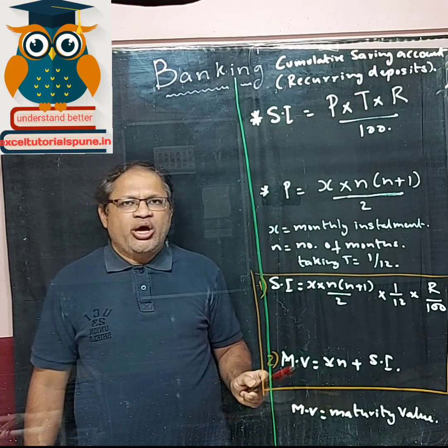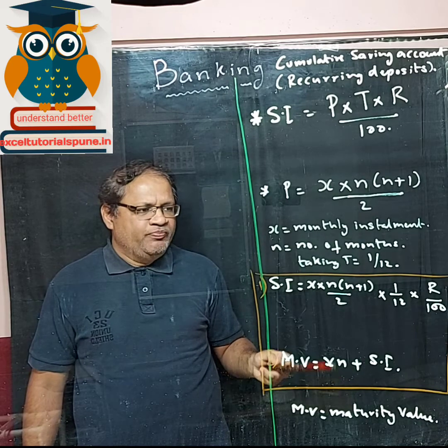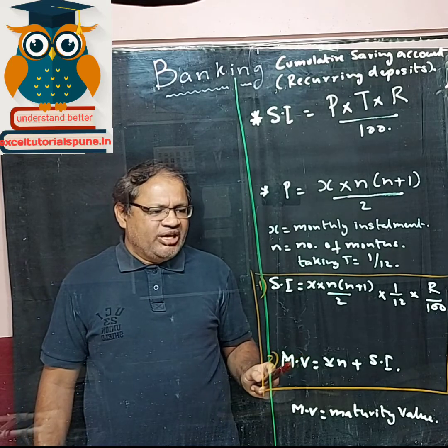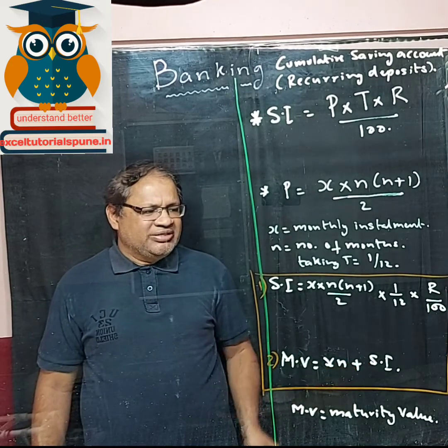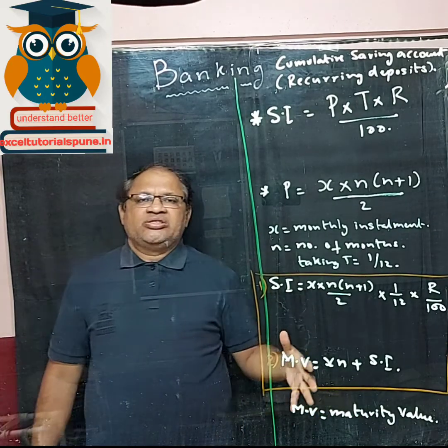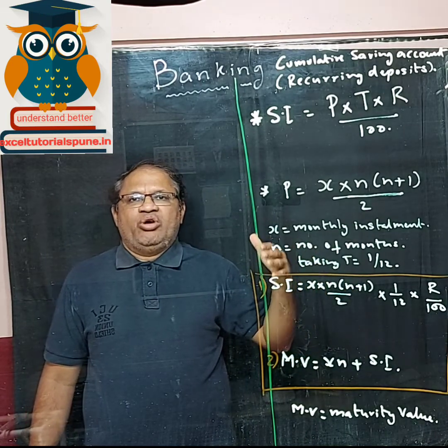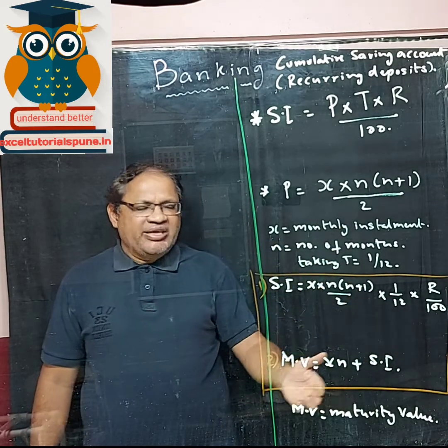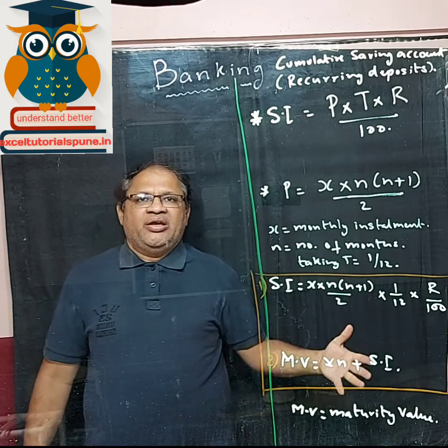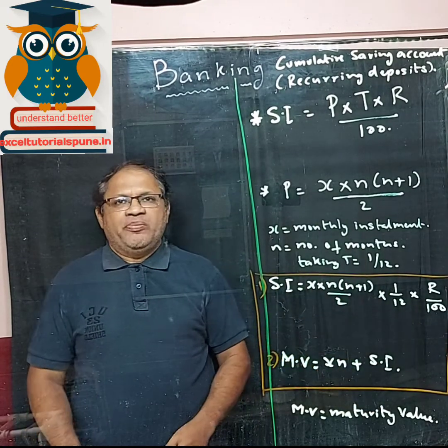Then the second formula, which you have to use subsequently after this first formula. They both have to be used together. Okay, you can't use just one formula, you have to use both of them. So the second formula is MV is equal to x into n plus SI. Now MV is the maturity value, the amount that you get after 5 years or 10 years, whatever you have kept the amount for. Like for example, if you are giving 1000 every month for 5 years, then after 5 years how much money are you going to get? Of course the interest is to be added, so you will be getting the principal amount plus the interest. So that's how this formula is.